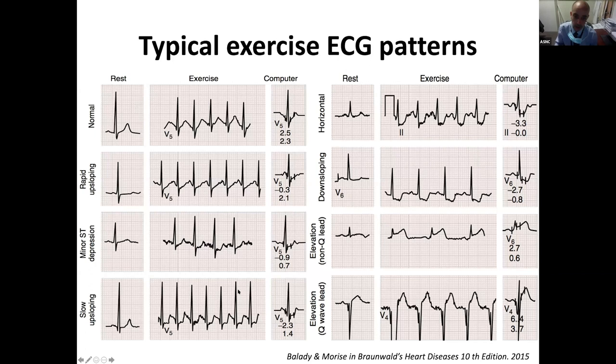So this slide summarizes pretty much all the EKG findings that you can see during an exercise test. The first one, on the left side and the top corner, is a normal response. You have your QRS at rest here, an ST segment and a T wave. And with exercise, you see no significant changes here. You could also have the rapid upsloping as the second pattern here, which also has reduced specificity. You have minor ST depressions, which are not consistent over three beats and not profound all the time. And then you have slow upsloping ST segments here.